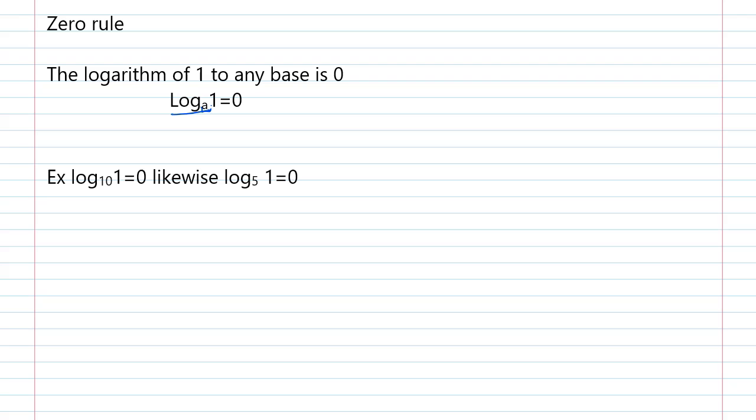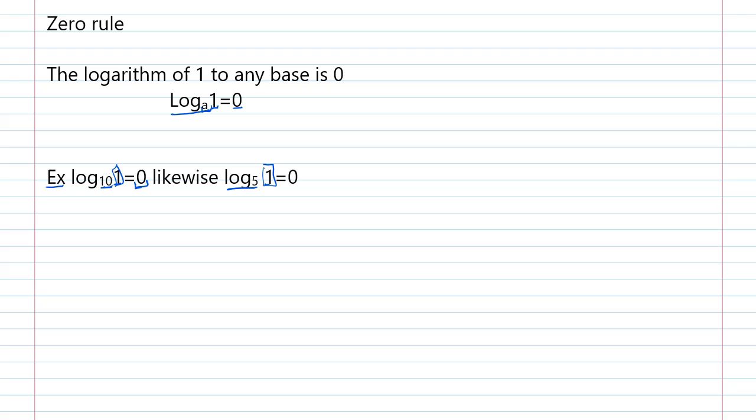For example, the log of 1 base 10 equals 0. Likewise, the log of 1 base 5 equals 0. So whenever you have the number under the logarithmic function as 1, then the automatic answer will be 0. It will always be 0. So this is known as the zero rule.